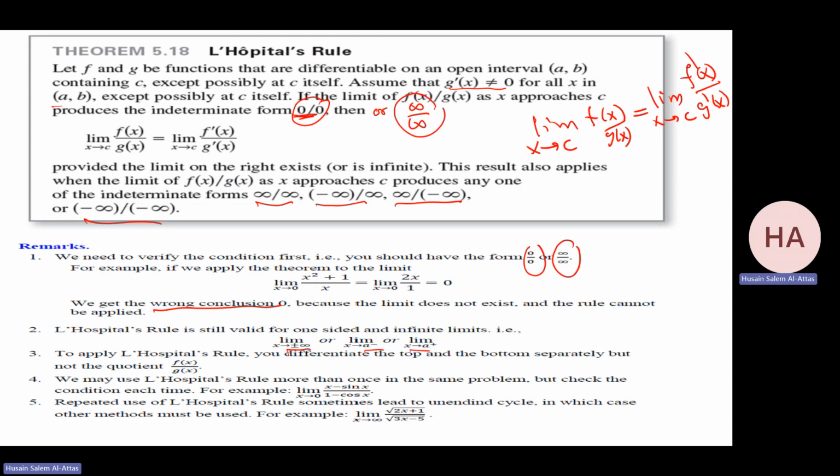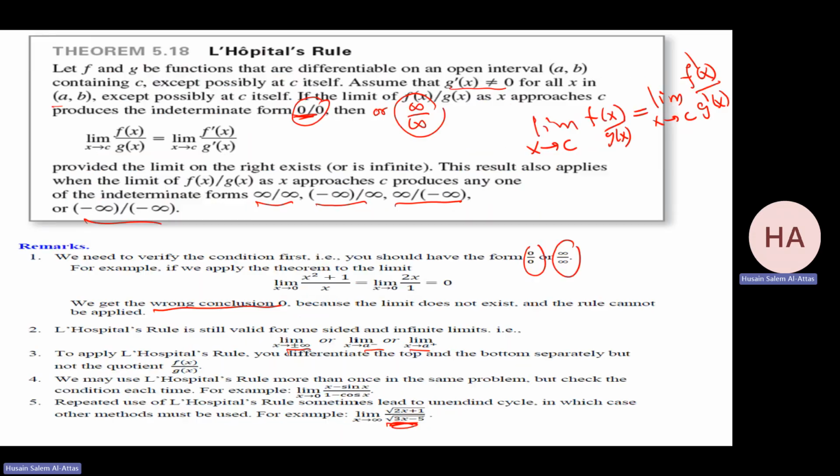Differentiate the top alone and the bottom alone. You can do it more than one time. And sometimes this does not work with some problems, like this one, where it oscillates. It will go to the square root, and you will not reach a conclusion. Okay.